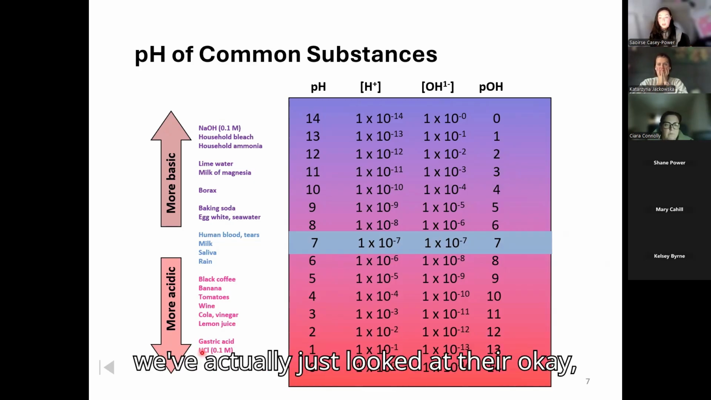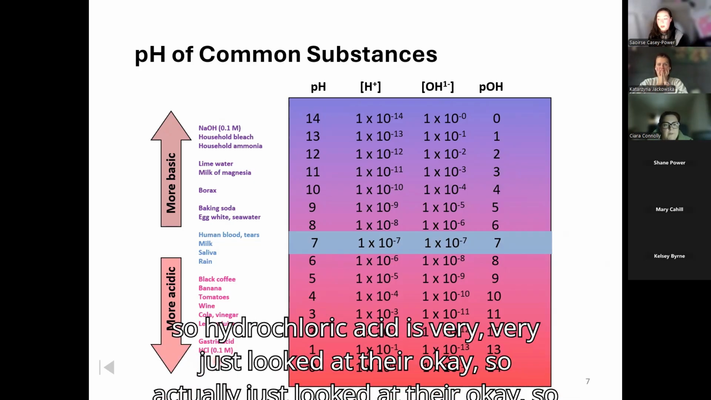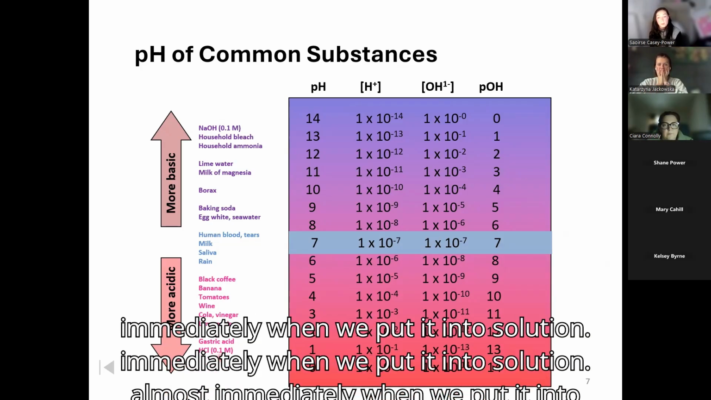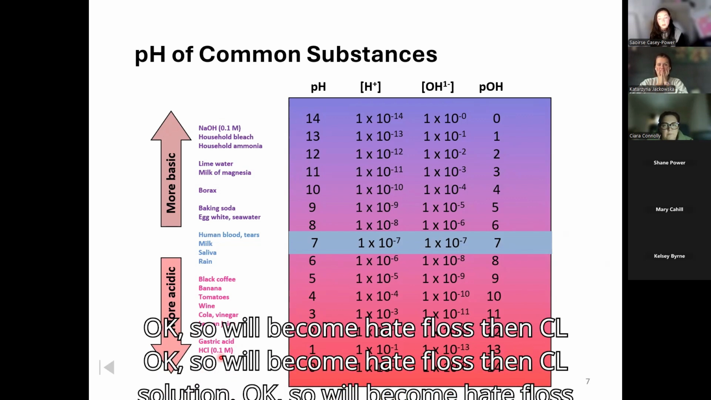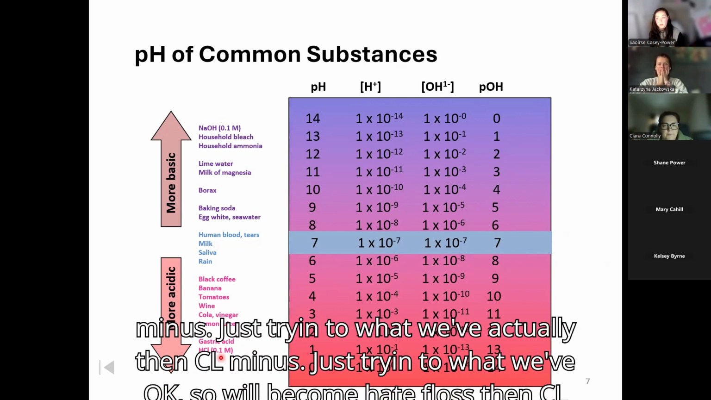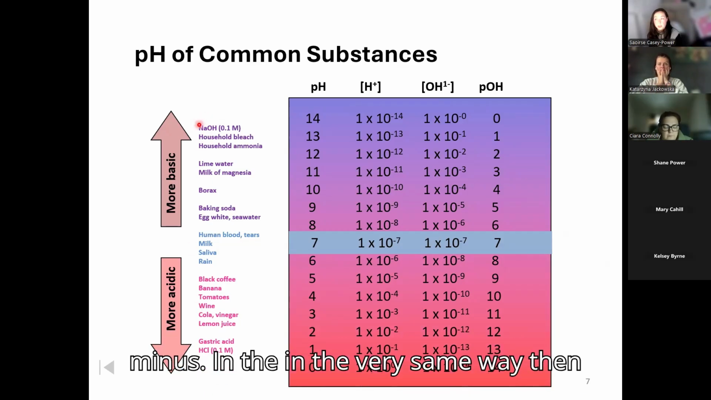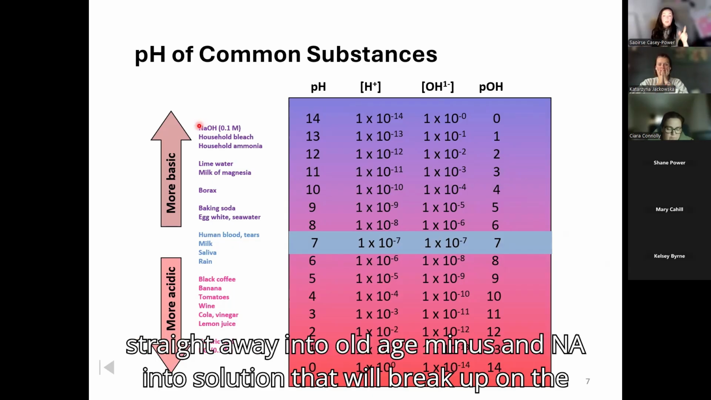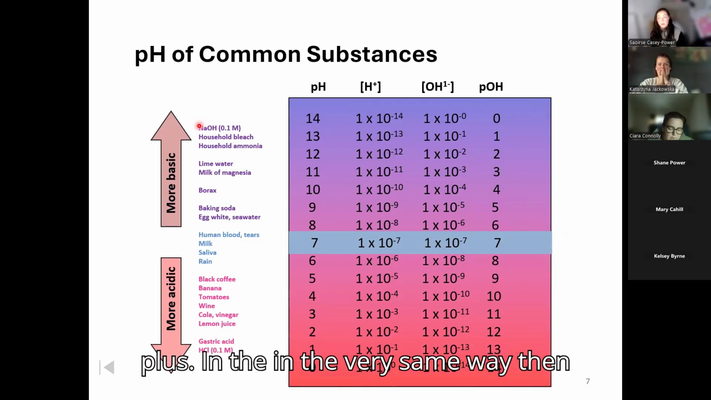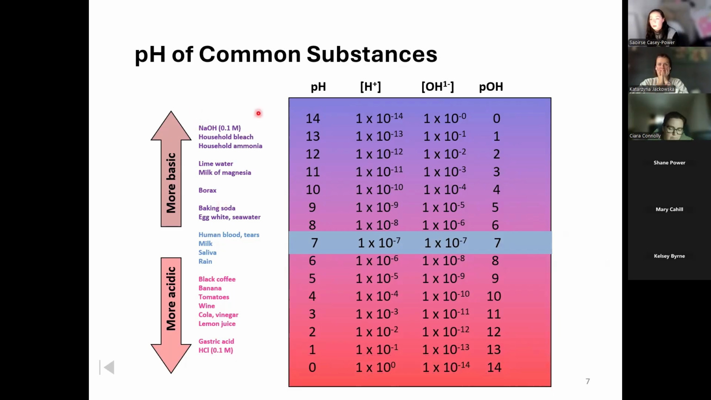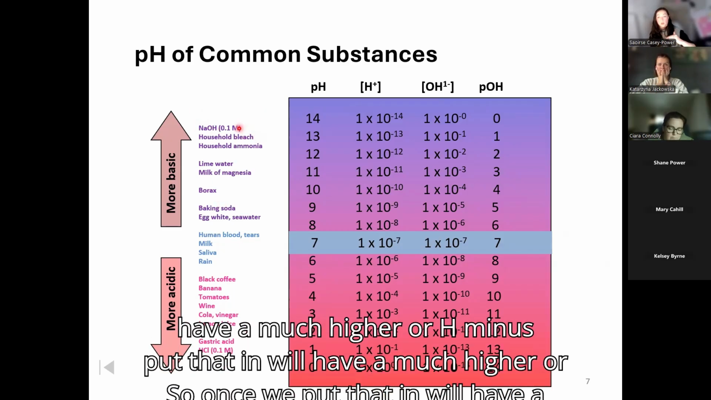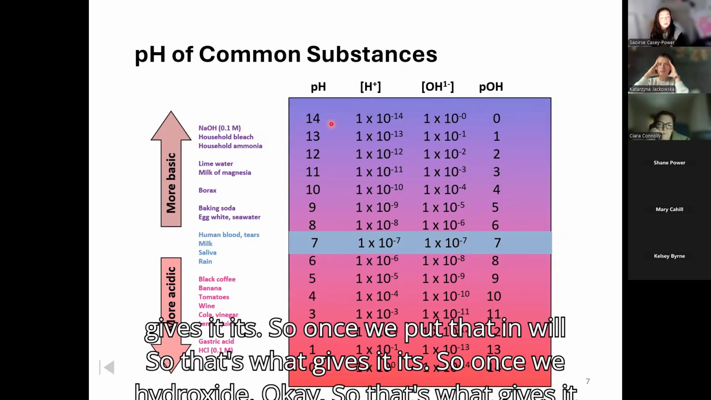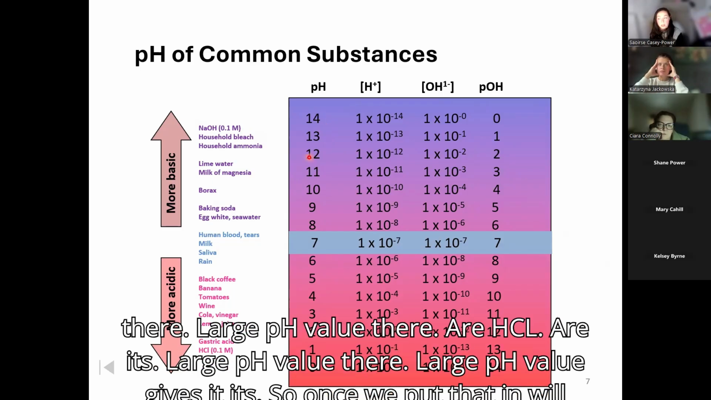Just to tie into what we've just looked at, hydrochloric acid is very, very strong, so it will break up almost immediately when we put it into solution. It'll become H+ and Cl-. In the very same way, when we add sodium hydroxide into solution, it will break up almost straight away into OH- and Na+. So we'll have a much higher OH- concentration for sodium hydroxide, and that's what gives it its large pH value.